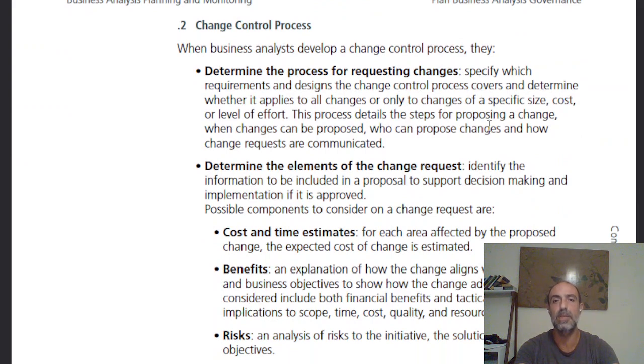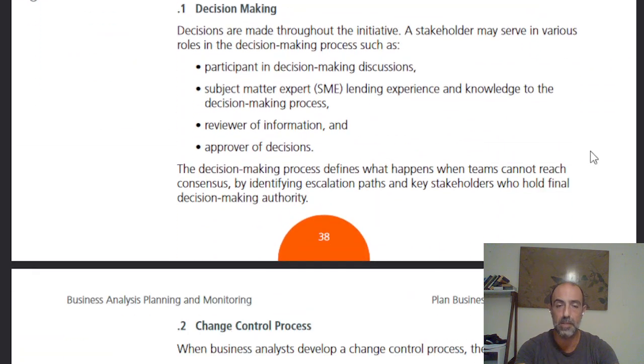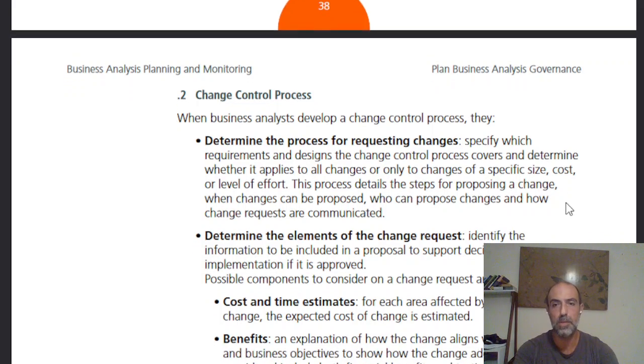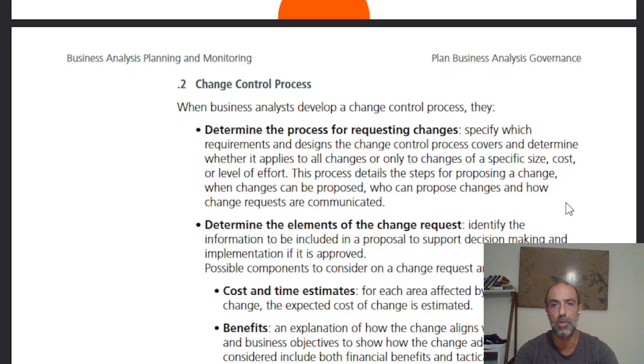When business analysts develop a change control process, the decision making and the change control process are two things that have to be implemented, that have to be created. So this plan is considered a full plan. For our outputs from this kind of planning, these things are required. Determine the process of requesting changes, specify which requirements and designs the change control process covers, and determine whether it applies to all changes or only to changes of a specific size, cost, or level of effort.